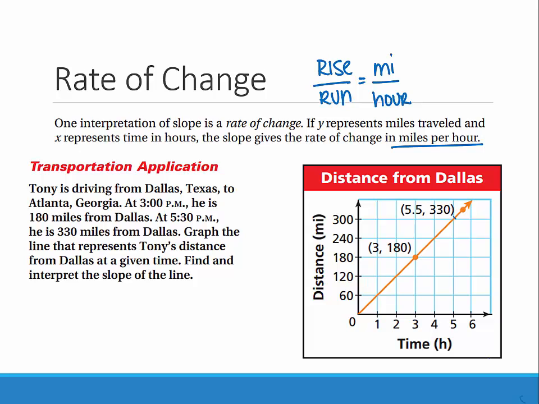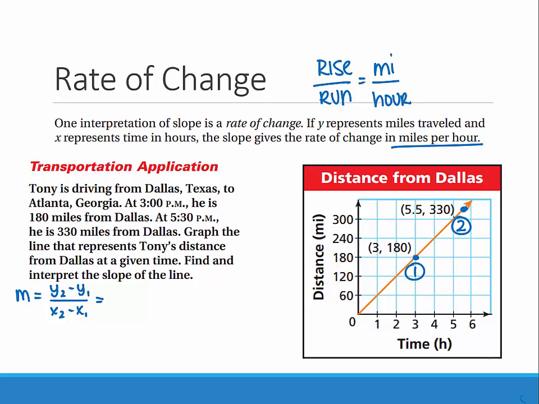He's 180 miles from Dallas, so right here. And then at 5:30 p.m., he's at 330 miles. We need to use this to find the slope and then figure out what that slope means. So break out our slope formula: y2 minus y1 over x2 minus x1. Let's make this our second point and this our first point.